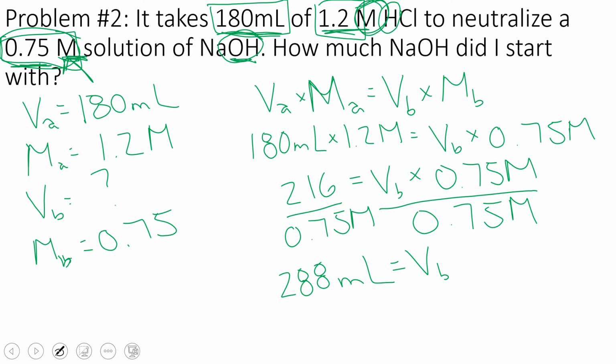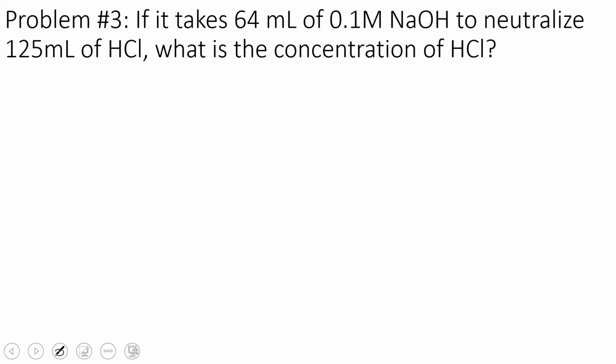Okay, last problem. If it takes 64 milliliters of a 0.1 molar NaOH solution to neutralize 125 milliliters of HCl, what is the concentration of HCl? We're going to start again with what we're given. So we've got VA, MA, VB, and MB, right? So we've got these all listed here.